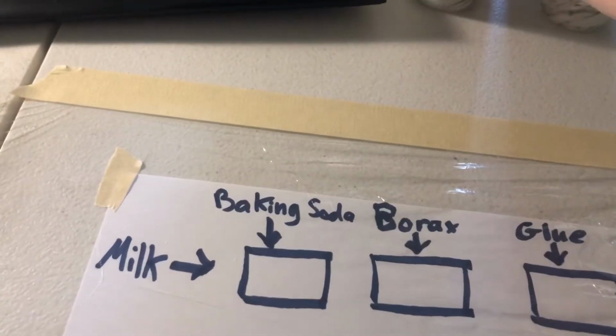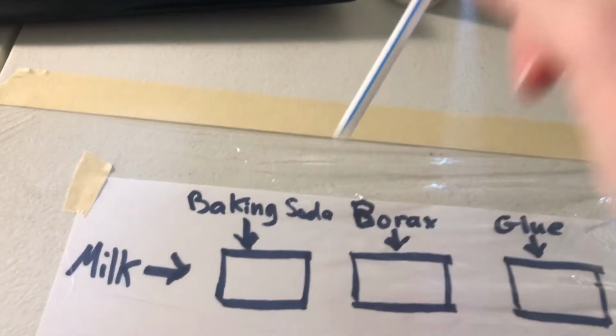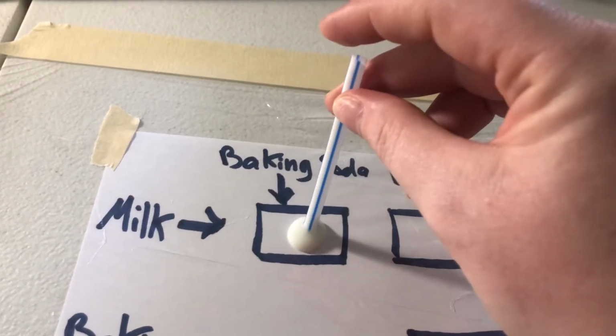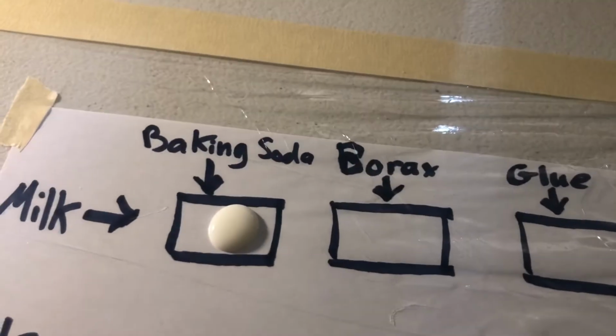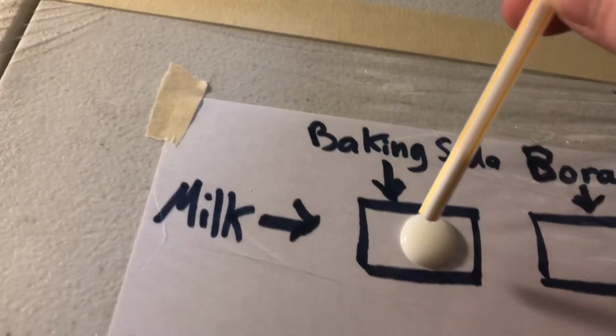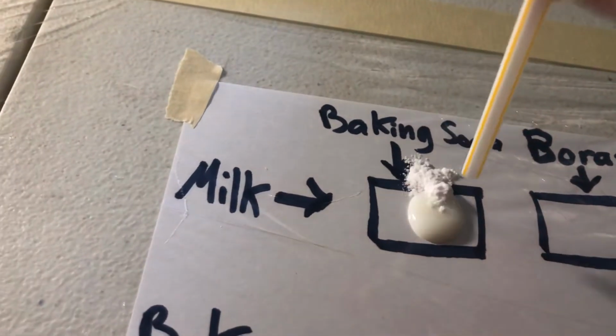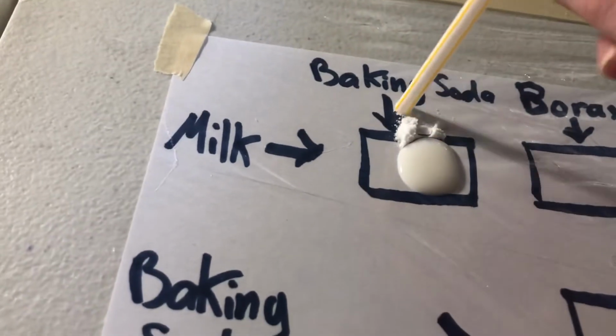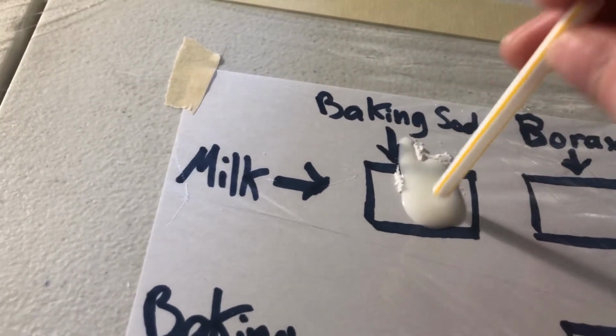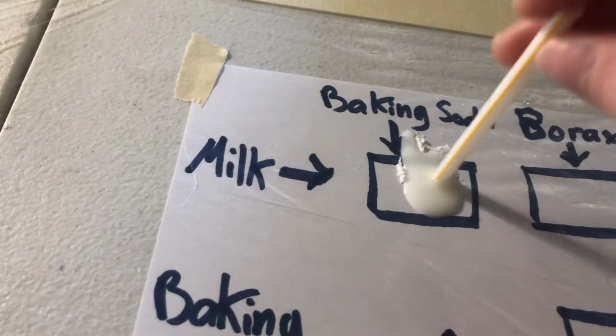So I'll start with the milk. Just like last week, we're going to put a little drop there. And throw away my straw each time. And then baking soda. Let's see what happens. All right, I'm not really seeing much of a reaction. I keep on putting some more baking soda in there. It's not really doing anything. Just kind of mixing in. Okay, so no reaction on that one.